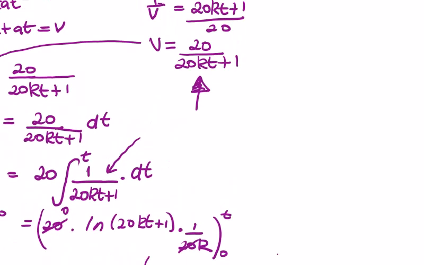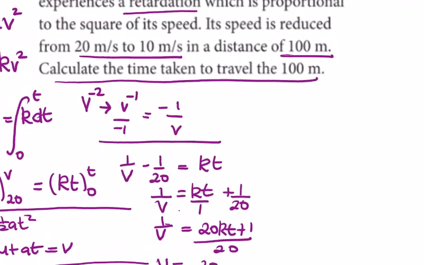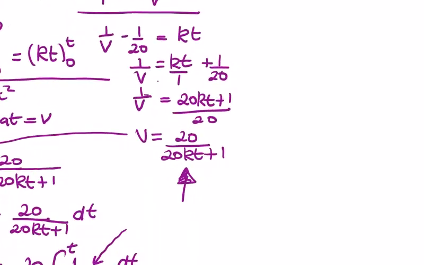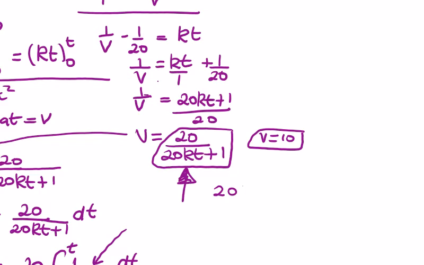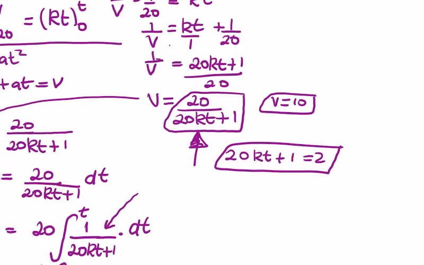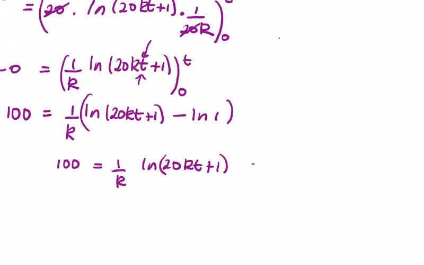So we need to go back up here. Velocity, again, we were given information, it's reduced from 20 to 10. So let's look at when v is equal to 10. We get this expression will be equal to 10, so the bottom will need to be equal to 2, since 20 divided by 2 is 10. So 20kt plus 1 is going to be equal to 2. I think we can replace that 20kt plus 1 down here. So we're going to get 100 is equal to 1 over k times the natural log of 2.